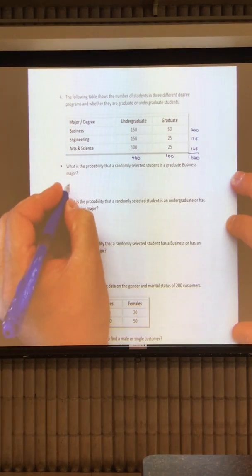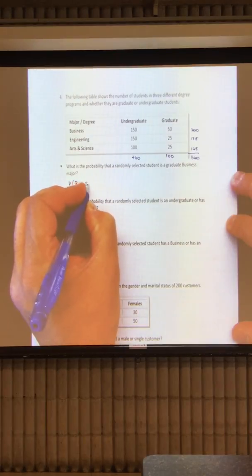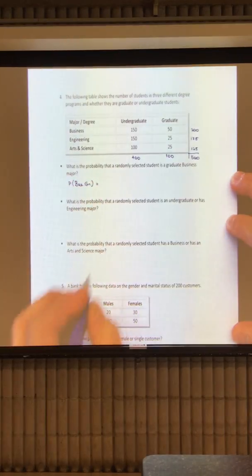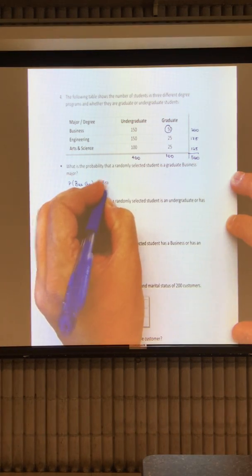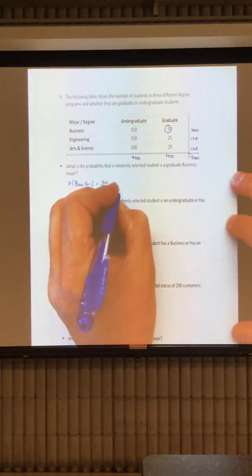So what is the probability to have a business graduate student? Here it is, we have 50 students. So 50 over 500, which is equal to 0.1.